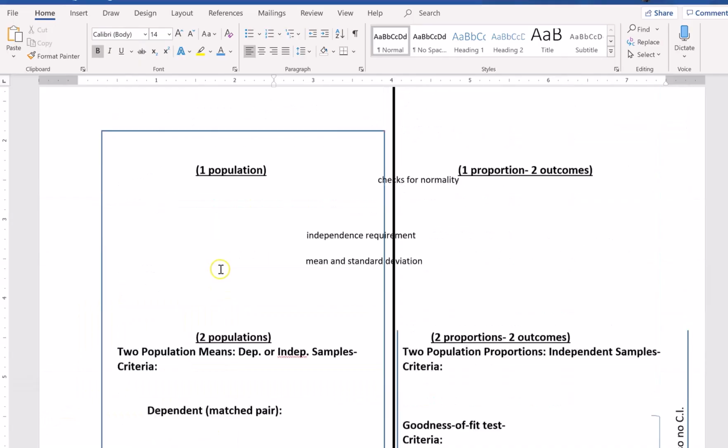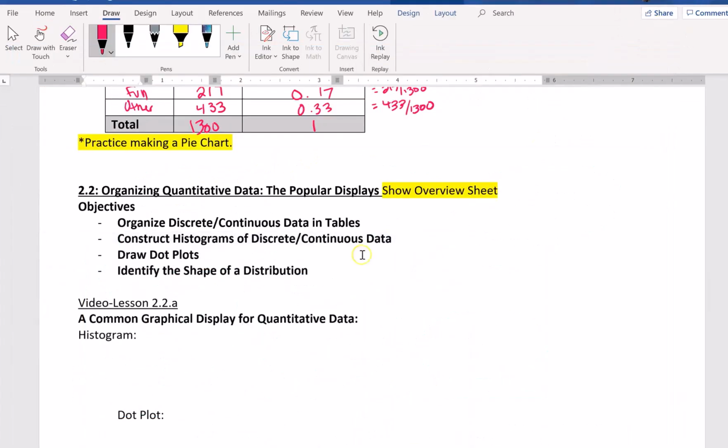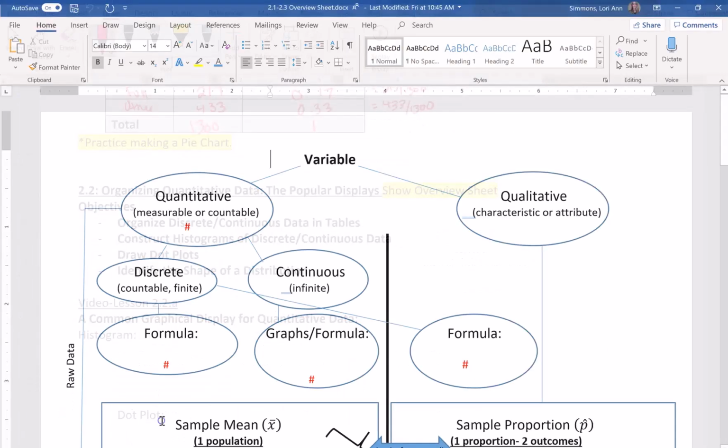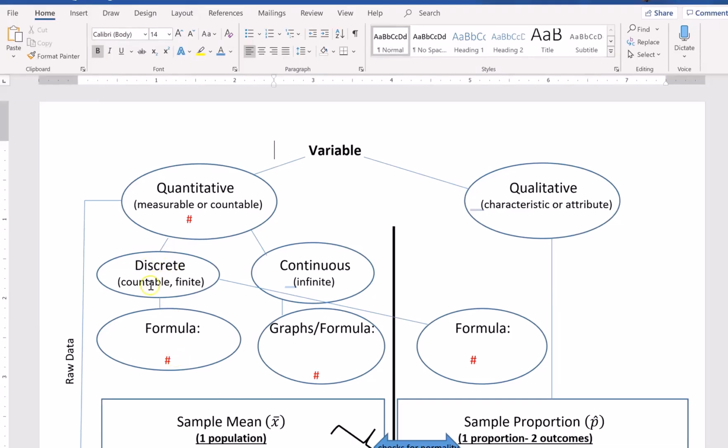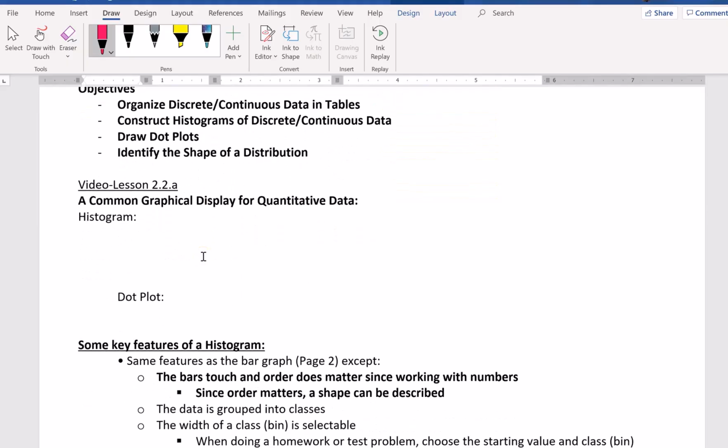Recall, quantitative data is something that's measurable or countable. So we're now on this left side. The objectives for this lesson is to organize discrete and continuous data in tables. Recall that discrete is the countable and finite. Continuous is something that's infinite. Construct histograms for discrete and continuous data, and draw dot plots, and then identify the shape of a distribution.